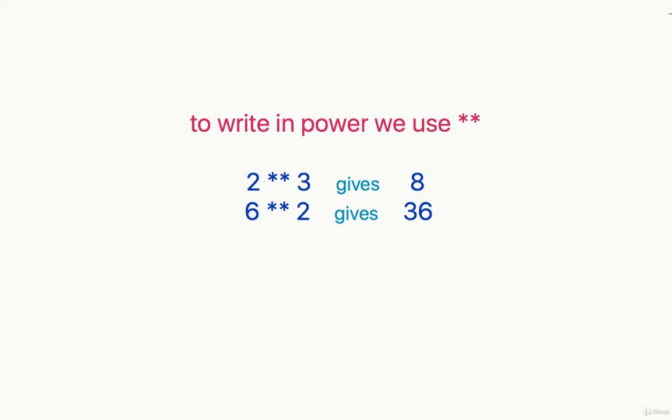To write in power, we can use double asterisk. So 2 double asterisk 3 gives 8. That is, it multiplied 2 three times. Similarly, 6 double asterisk 2 gives 36 as it multiplied 6 two times. Now let's jump into the code editor and write some code.